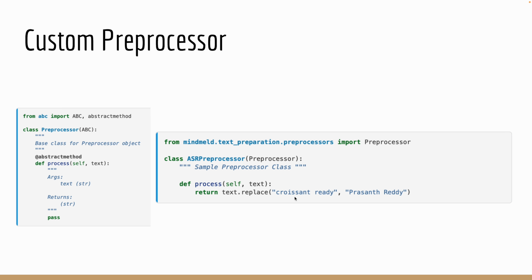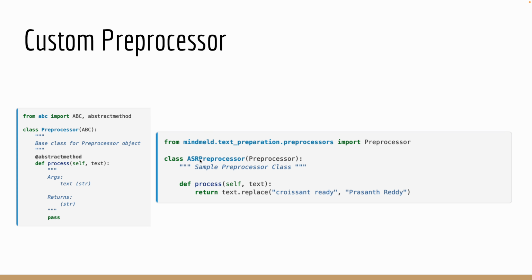So here we have our preprocessor base class, and it implements one abstract method called process, where it takes in text. Right now it does nothing, just pass. What it should do is take in this text and return some other string. That's perfect. So now let's implement or extend this base class.